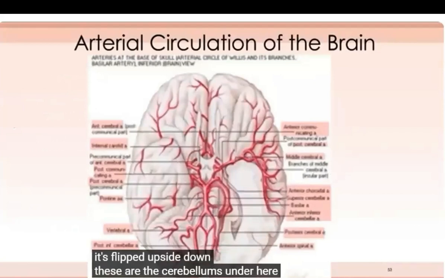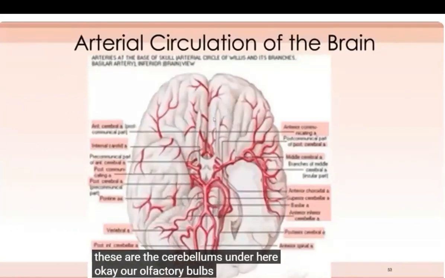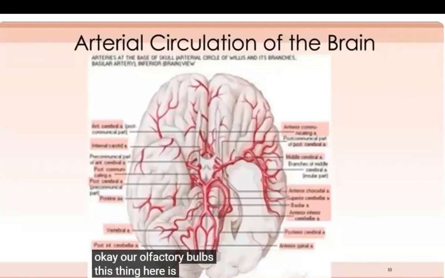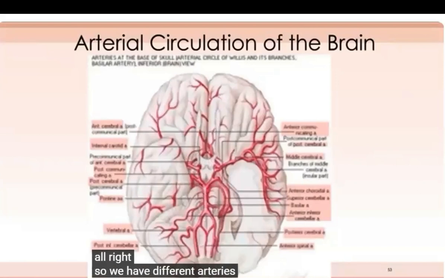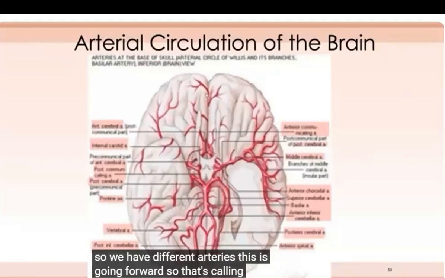These are the cerebellum under here, our olfactory bulbs. This thing here is called the circle of Willis. Okay, this is the blood flow to the brain. All right. So we have different arteries. This is going forward, so that's called the anterior cerebral artery.